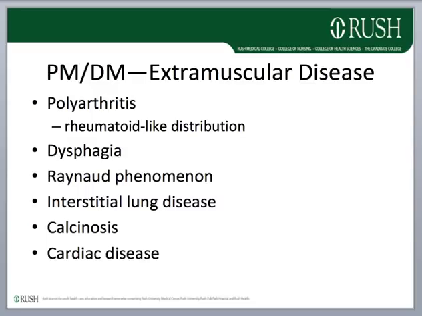Patients complain of difficulty swallowing, nasal regurgitation, dysphonia, and may have lung aspiration. Raynaud phenomenon may be seen and is associated with the antisynthetase syndrome. Interstitial lung disease is common and may even be the presenting finding in patients with PM and DM. It causes dyspnea and cough.